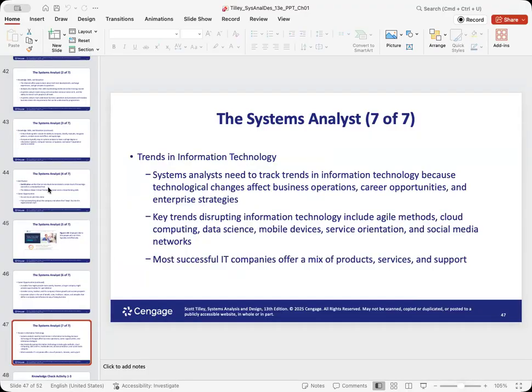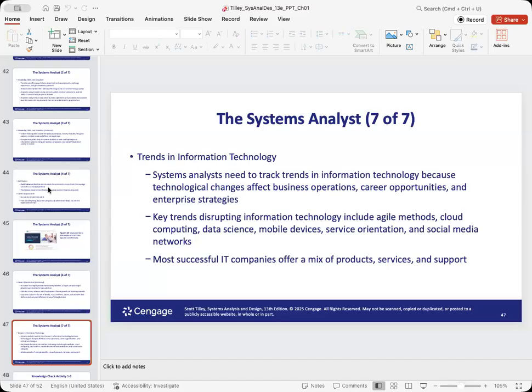Now, as a systems analyst, you also need to understand information trends and track information technology, because technological changes will affect business operations. So as a systems analyst, you must be abreast with technology, because a change in technology can affect business operations. You must be on track at every point in time.